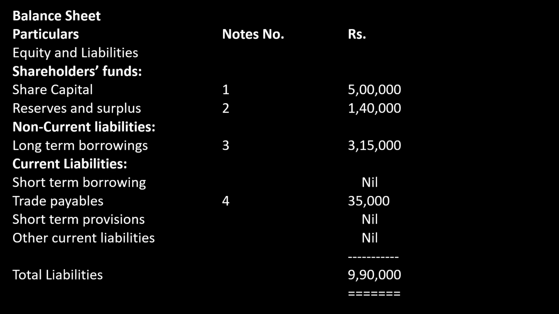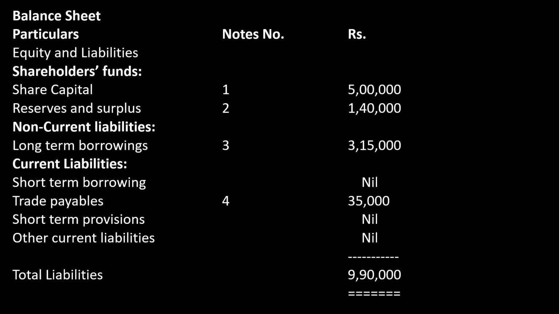See, I'm drawing the balance sheet now. From the notes, I prepare the balance sheet. So whatever total I get in the notes, I'll write it here, everything. Share capital is 1. Reserve surplus, I saw it is 1,40,000. Then long-term borrowing, 3,15,000, because we saw long-term borrowing had two items, unsecured loan and debentures. The total alone will come here. Then current liability, short-term borrowing, nil, nothing is there.